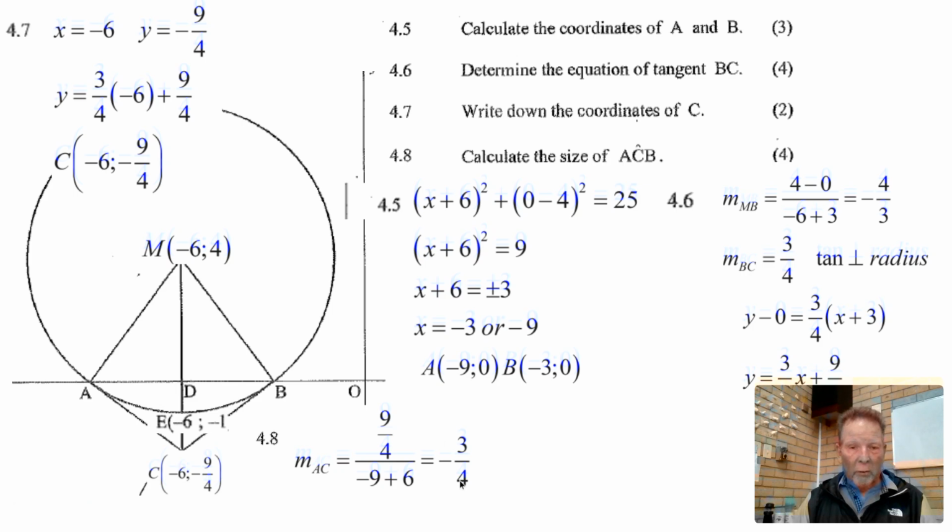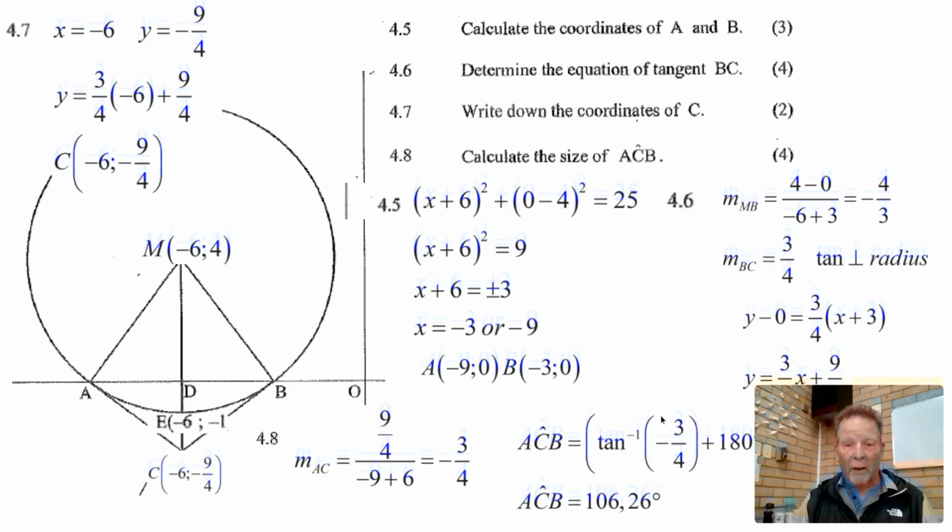I get negative 3/4. Now, all you do is find the angle of inclination. So you go the tangent inverse of minus 3/4, and you have to add 180 because it's a negative angle, minus the inverse tangent of 3/4. I put that in my calculator, and I got that this big angle here is 106.26 degrees. And I feel good about that because it looks kind of reasonable. I hope it's right. I think it's right. And there you go.